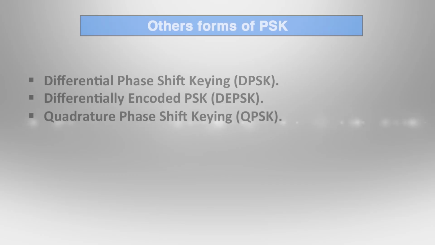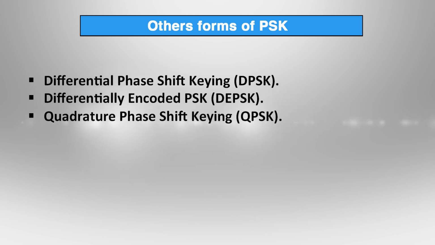Apart from PSK, we have different forms of the PSK system. There are 3 types. The first one is differential phase shift keying, that is DPSK. The second one is differentially encoded PSK, DEPSK, and the third one is quadrature phase shift keying, QPSK.